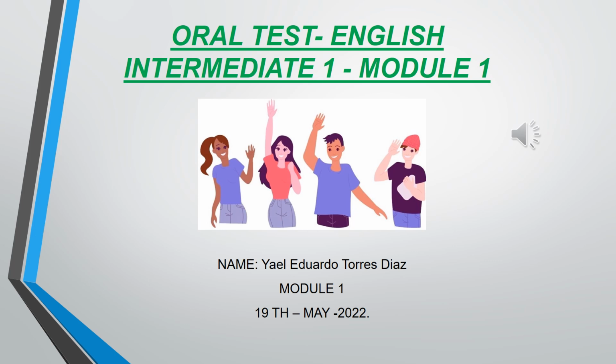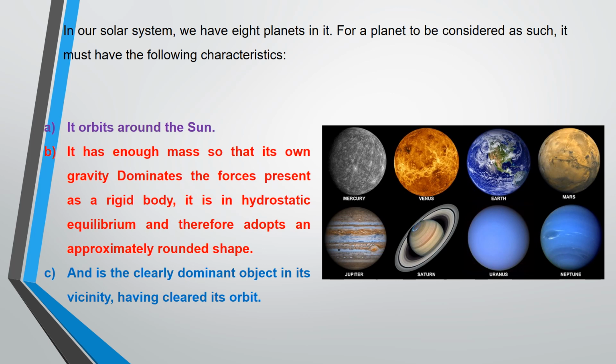In our solar system, we have 8 planets. For a planet to be considered as such, it must have the following characteristics. It orbits around the Sun, it has enough mass so that its own gravity dominates the forces present as a rigid body. It is in hydrostatic equilibrium and therefore adopts an approximately rounded shape, and is the clearly dominant object in its vicinity, having cleared its orbit.